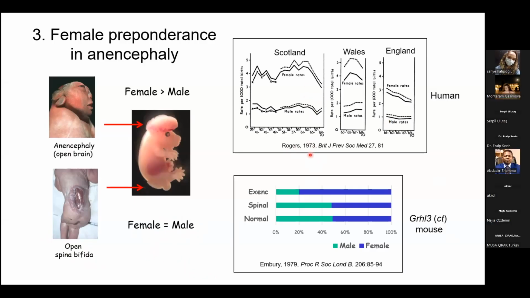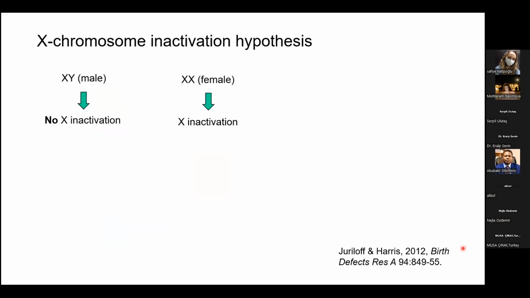So for example, here are some really quite old data. 1973, remarkably detailed studies of data gathered from 1939 right through to 1970, showing female rates of anencephaly twice the male rates in different parts of the United Kingdom. Here are mouse data from a mutant mouse that has both exencephaly, the forerunner of anencephaly, and spinal defects. And we see that males are in a minority for the brain defects, but show 50% of the spinal defects. So females are particularly at risk of anencephaly, and why is that?